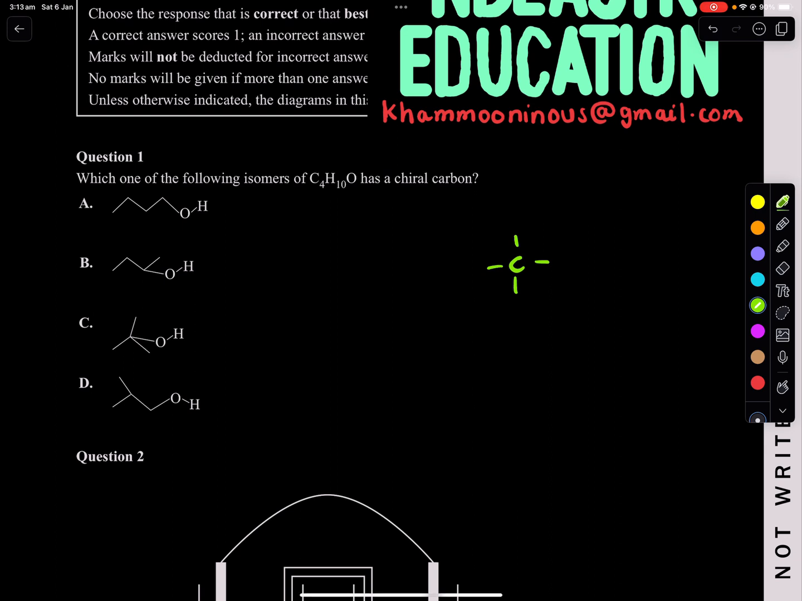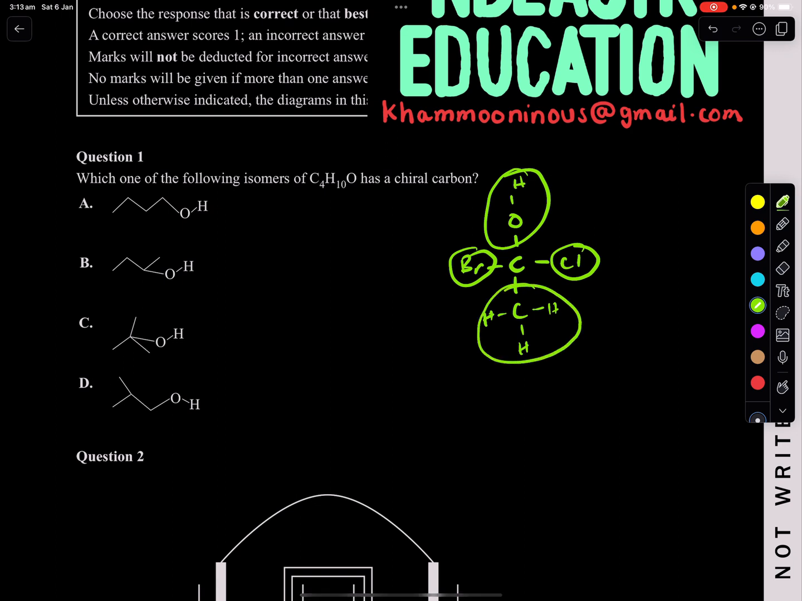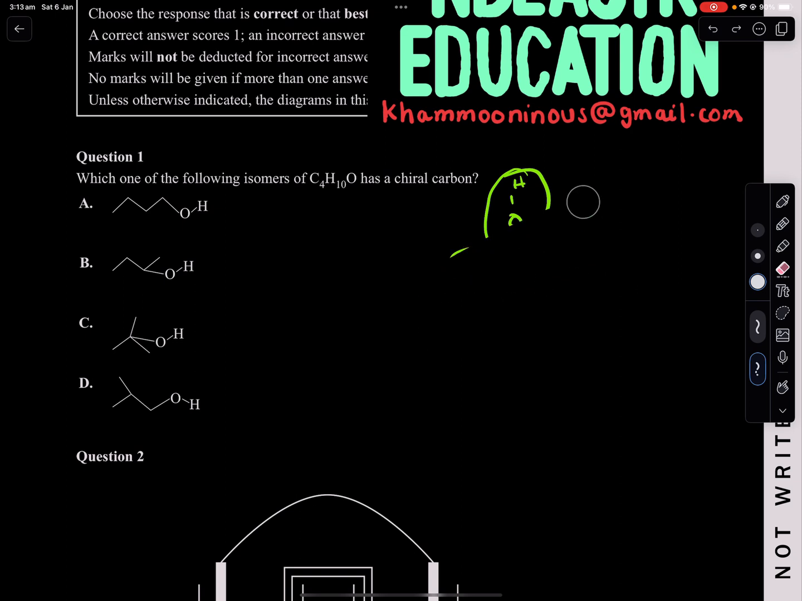For example, this could be an OH, this could be a Cl, this could be a CH3, or this could be a bromine. Can you see how all of them have totally different side groups? So this one has chlorine, this one has bromine, this one has an OH group, whereas this one has a methyl group. If they have four totally different sides, this carbon is a chiral carbon. And so let's check which of the following has a chiral carbon.